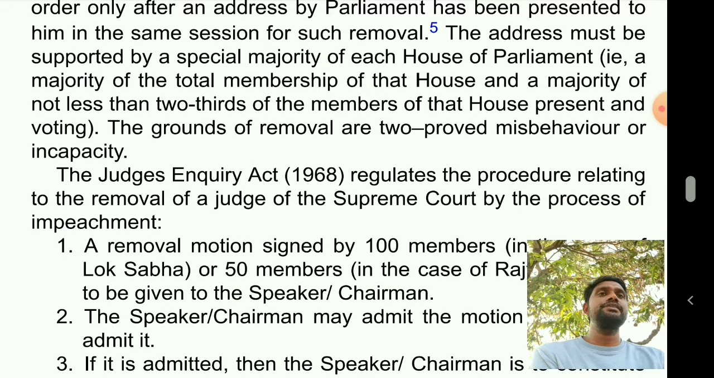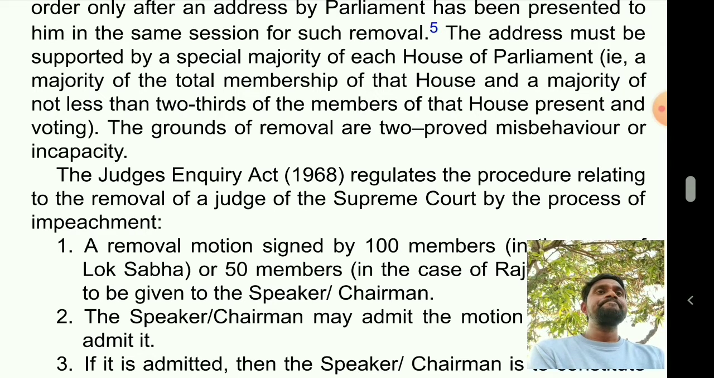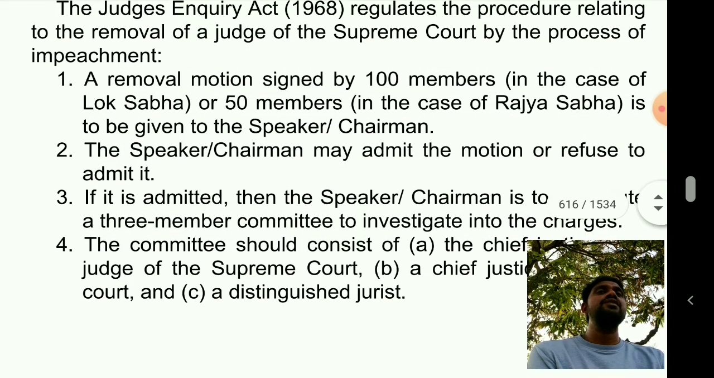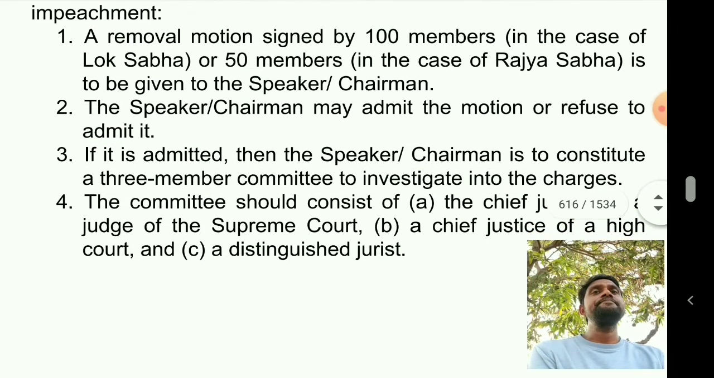Remember this, special majority of each House of Parliament. That is, a majority of the total membership of that House and a majority of not less than 2/3 of the members of that House present and voting. The grounds of removal are proved misbehavior or incapacity. The Judges Inquiry Act 1968 regulates the procedure relating to the removal of a judge of the Supreme Court by the process of impeachment.